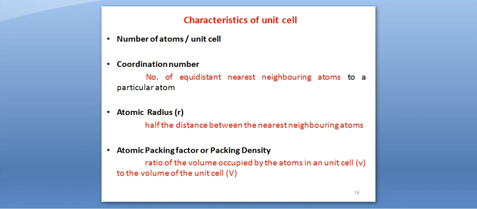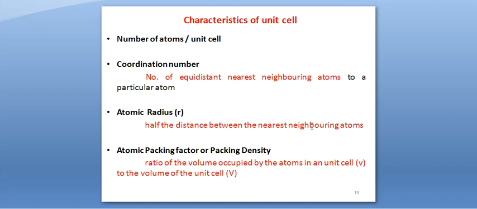And then atomic radius. Atomic radius represents half of the distance between any two nearest neighbor atoms which have direct contact with each other. Half of the distance between any two nearest neighbor atoms which have direct contact with each other is called the atomic radius. Then atomic packing factor.